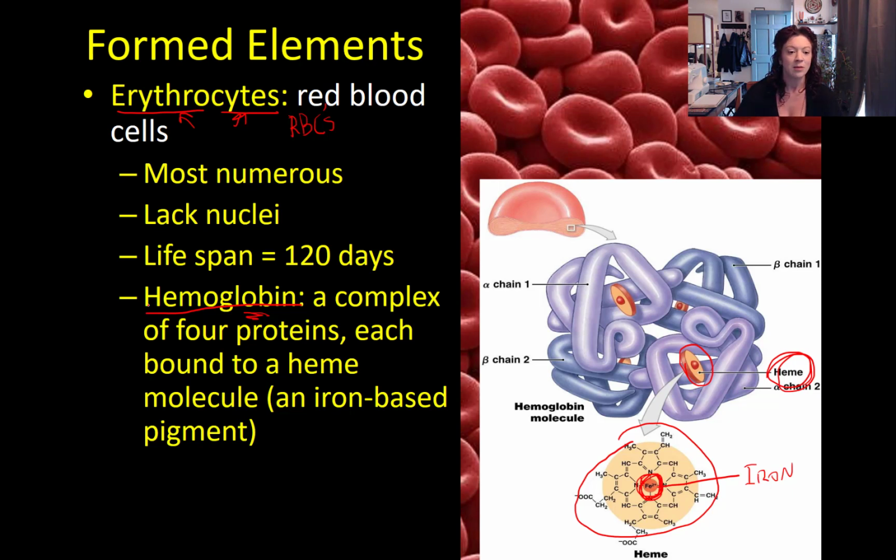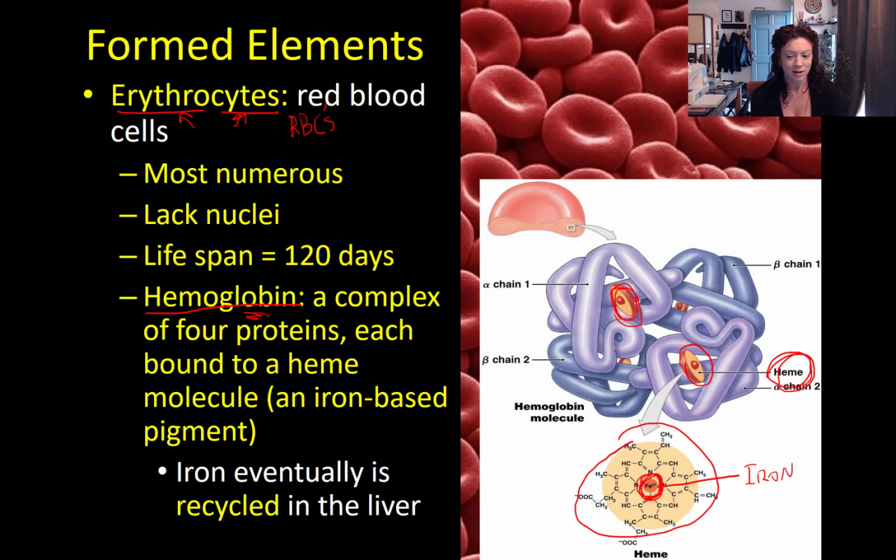Hemoglobin itself, it's a complex of 4 proteins. They're listed here and called chains, chain 1, 2, and then chain 1 and 2 over here refer to an alpha and a beta strain of proteins. Just know that each of these chains, alpha 1, beta 2, beta 1, alpha 2, each of those is a protein complex. So there's 4 total. Each of these complexes is bound to its own heme molecule.